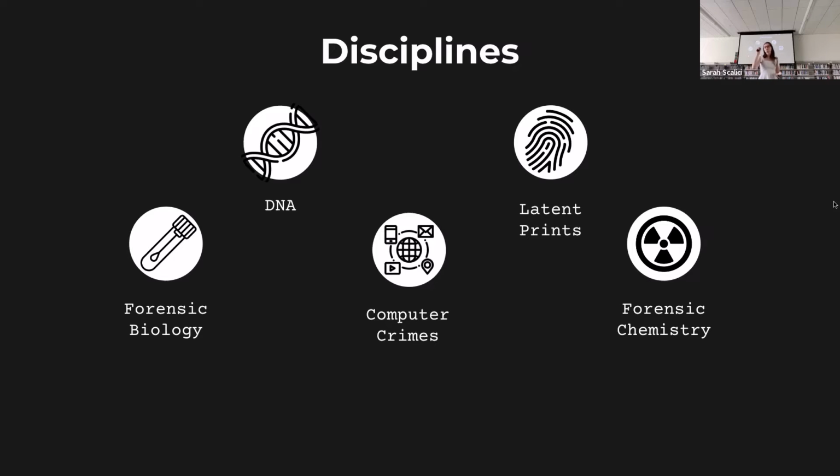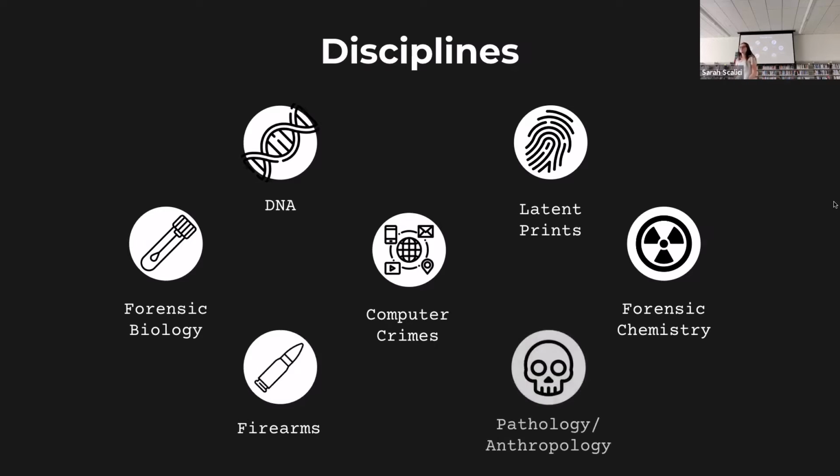And there's also two little disciplines under that, which are toxicology and controlled substances. Toxicology works with, again, the DUIs I mentioned before, and they can test the amount of alcohol or drugs in the blood or urine of somebody. Controlled substances makes sure that any drug found is actually that drug.